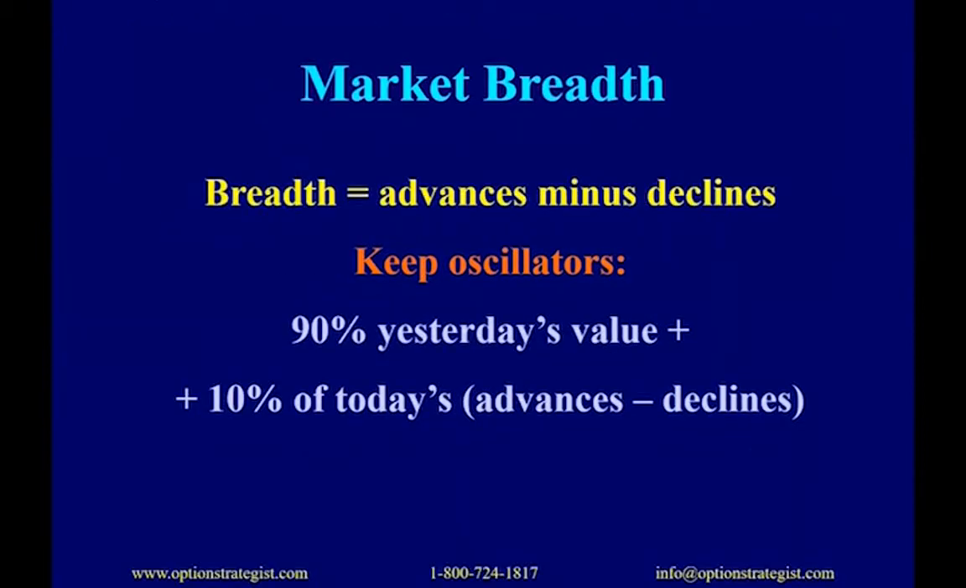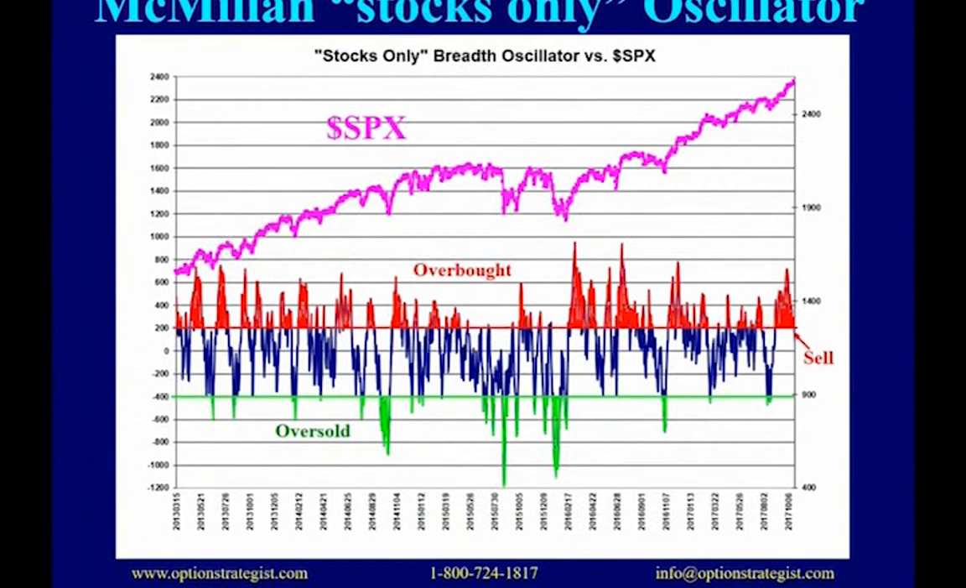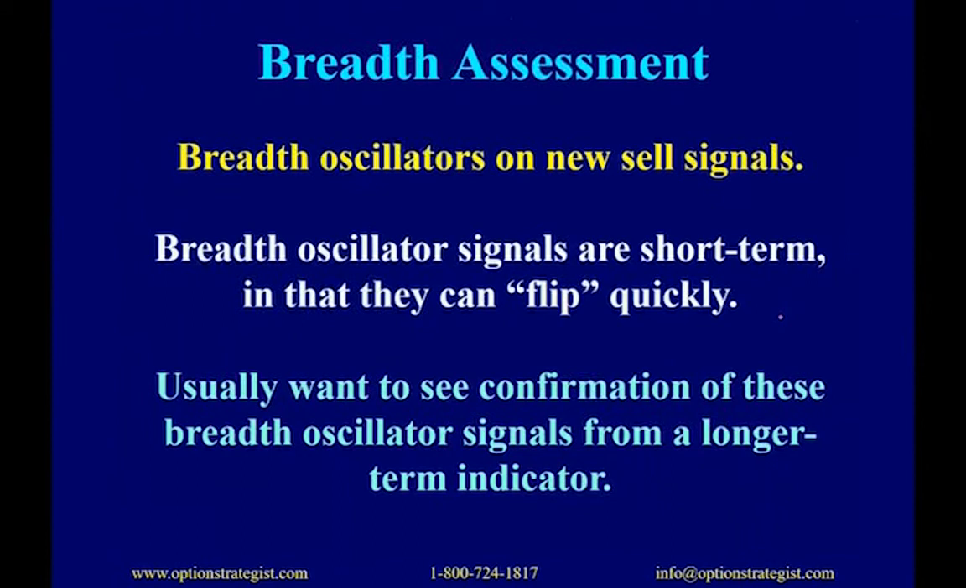And we also keep some oscillators, where our oscillator is 90% of yesterday's value plus 10% of the difference between today's advances and declines. If you want to get started on that, just shoot me an email and I'll send you the starting value. But here's the way the oscillator looks at it. When it gets overbought, again, it's not a sell signal till it stops being overbought. So we just had a sell signal on this the other day. And so the breadth indicators are now in sell signals as well. We usually like to see some confirmation of these breadth signals, but we are starting to get them from put call ratios and a couple of other things.